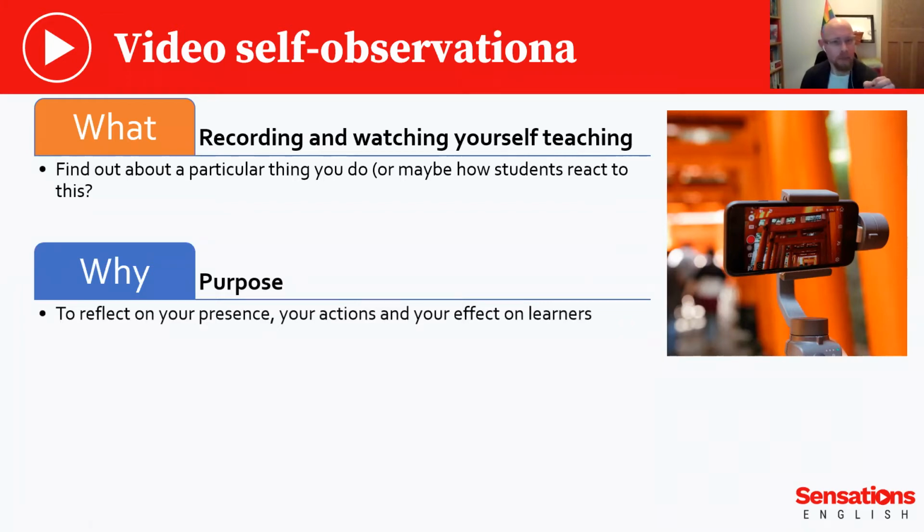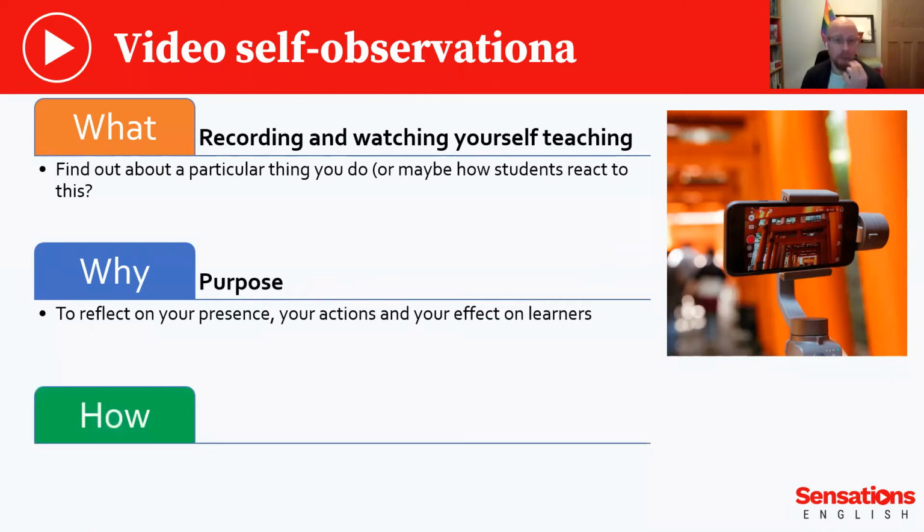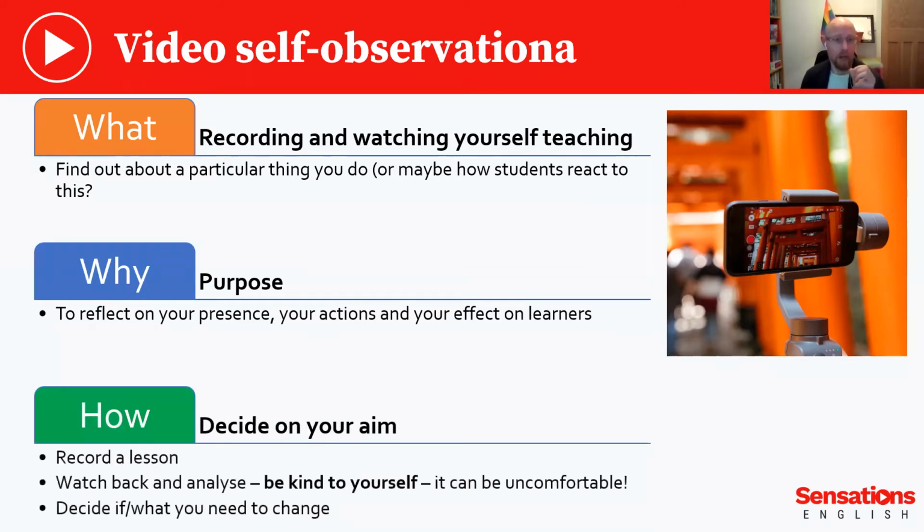And so why I was doing it, to reflect on my presence, my actions, and my effect on learners. And how do you do it? First of all, you decide on your aim, and then you record a lesson and you watch it back and analyze it, and really remember to be kind to yourself, because there's nothing worse or more uncomfortable than watching yourself on video. It's like in the old days, they'd say hearing your own voice on a recording. Well, it's the same, if not a little bit more impactful. So just be kind to yourself and realize everyone feels like that when they watch themselves.